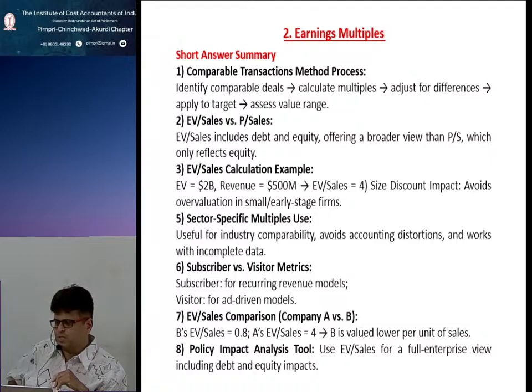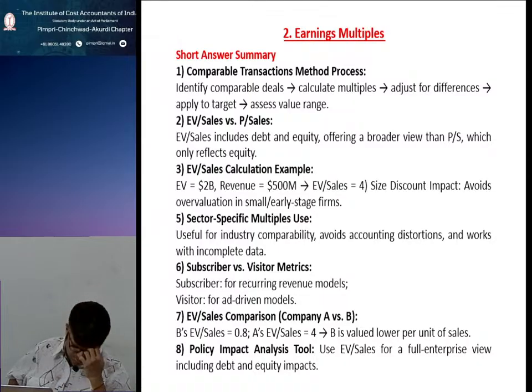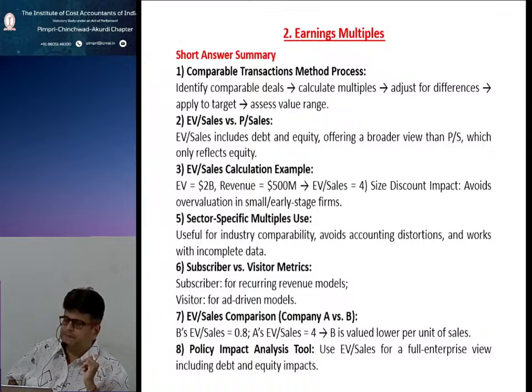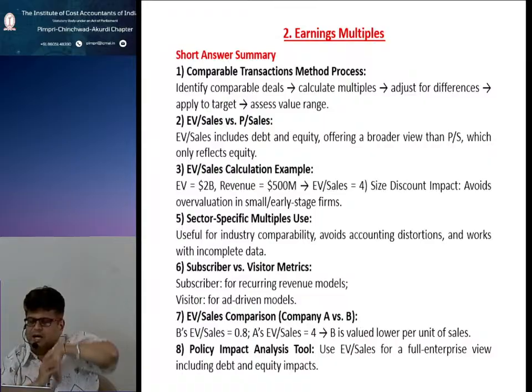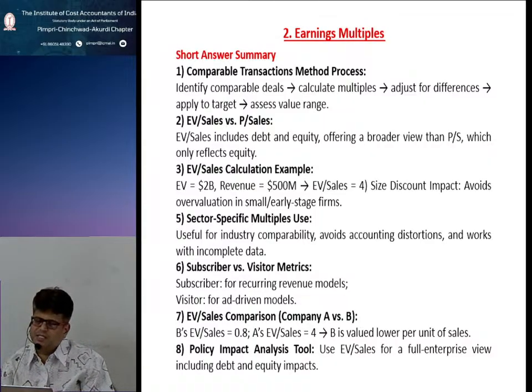So first question deals with comparable transaction method process. And typically in a broader sense, the process involves identification of comparable deals, because similar kind of transactions have to be identified so as to use them for valuation. Then comes calculating multiples. Then third step would be adjustment for the differences between the transaction being compared and the transaction at hand. Apply to the target transaction and assess the value range. So this is the broad process which is followed in the comparable transactions method.